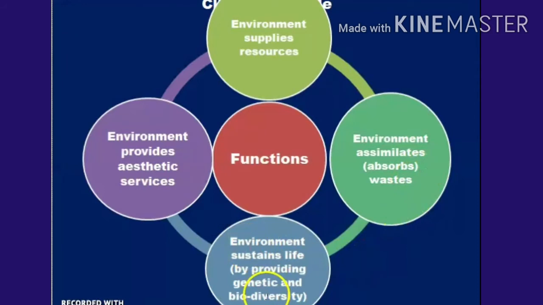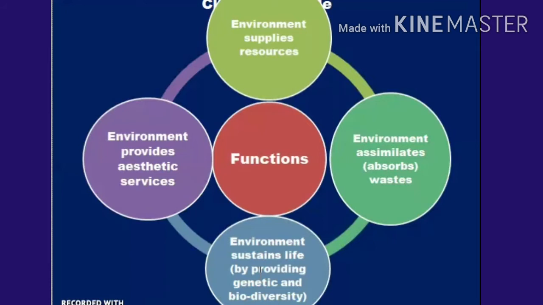Next, environment sustains life by providing genetic and biodiversity. Human life is supported and sustained by biological systems like crops, land, oceanic fisheries, freshwater systems and forests. Life is possible because of the genetic diversity and biodiversity provided by the environment, as you know. So it sustains life, and we can keep it preserved for our future generations to use.